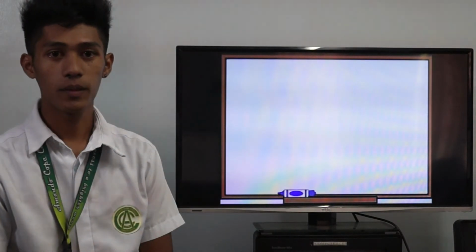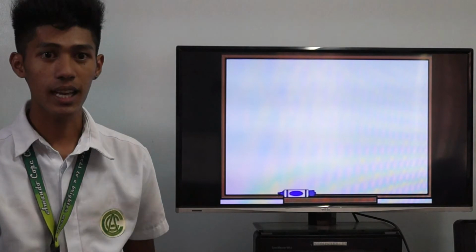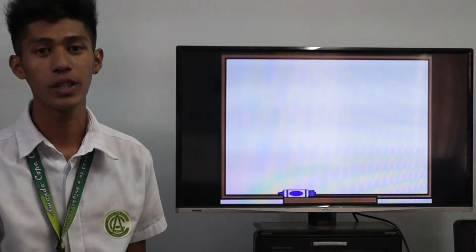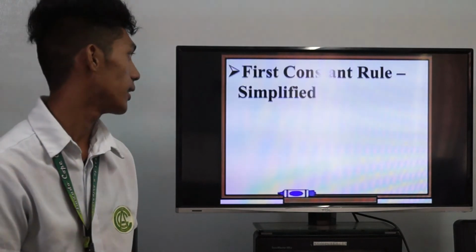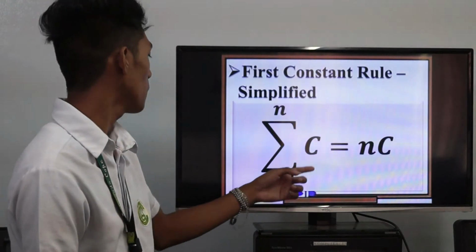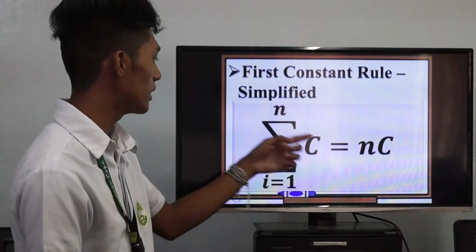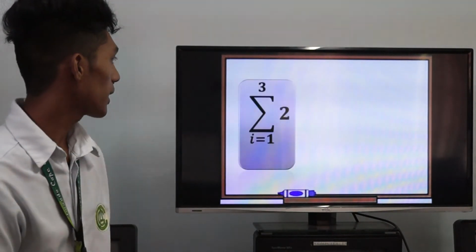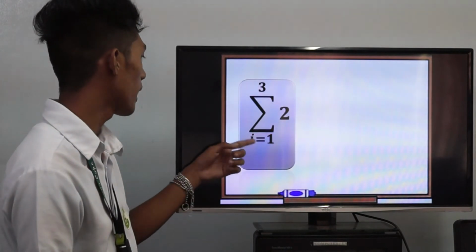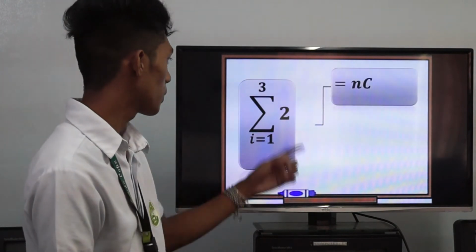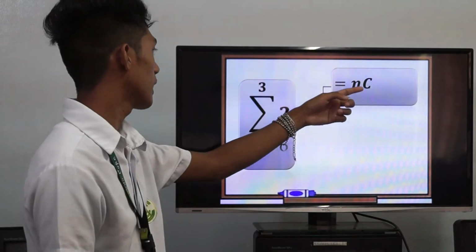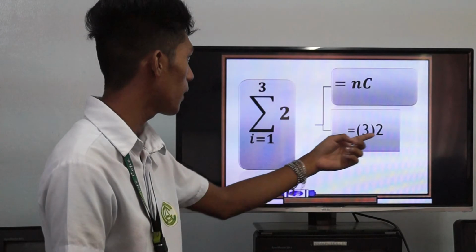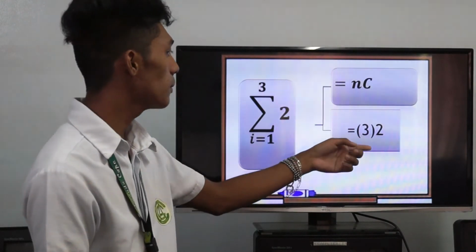And another first rule of the summation, but this time it is in the simplified form. But take note that this is only applicable to a summation with an index starting at 1. The summation of C, where i runs from 1 to n, is equal to n times the constant. For example, the summation of 2, where i runs from 1 to 3, is equal to n times C. Substitute the value of n, which is 3, and the value of C, which is 2. 3 times 2 is equal to 6.